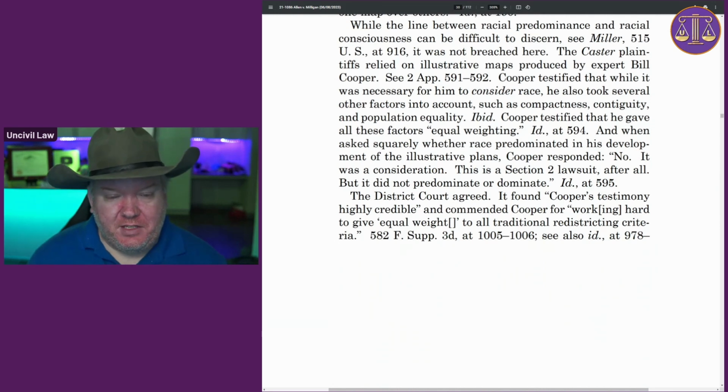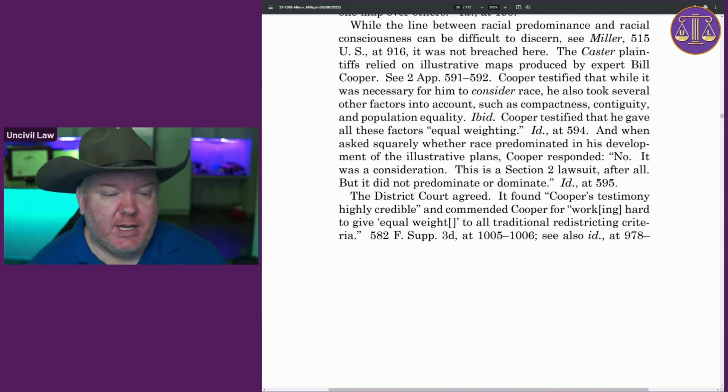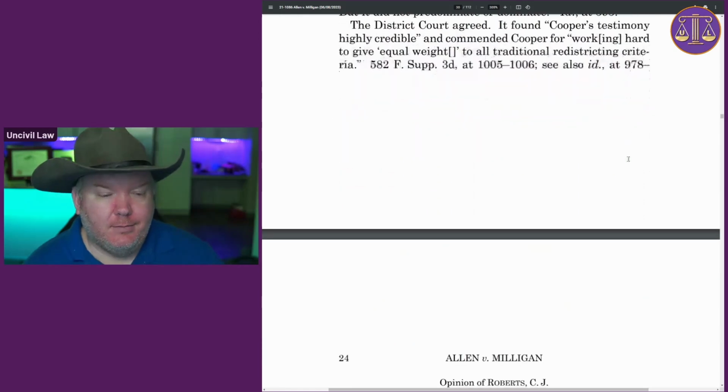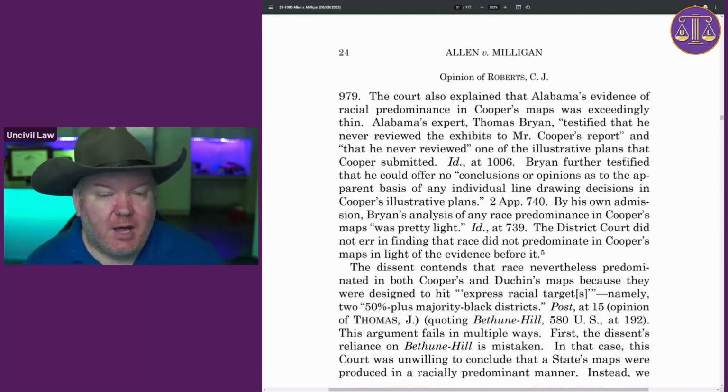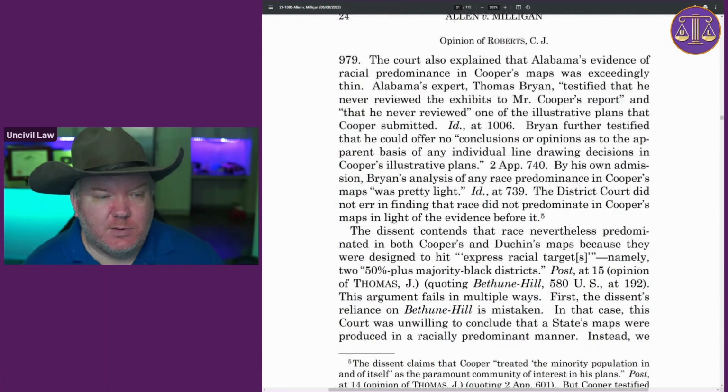The district court agreed. It found Cooper's testimony highly credible. It commended Cooper for working hard to give equal weight to all traditional redistricting criteria. The court also explained that Alabama's evidence of racial predominance in the maps was exceedingly thin. Alabama's expert testified that he never reviewed exhibits to the report.